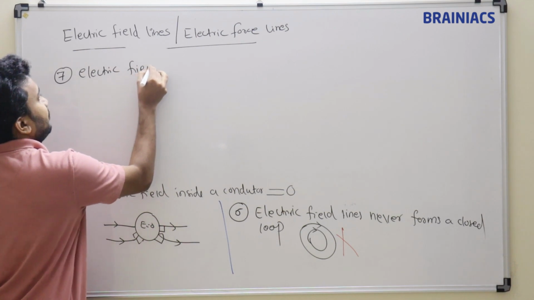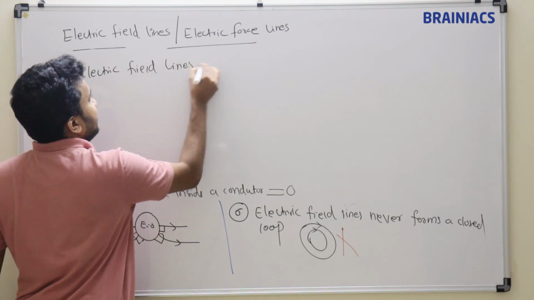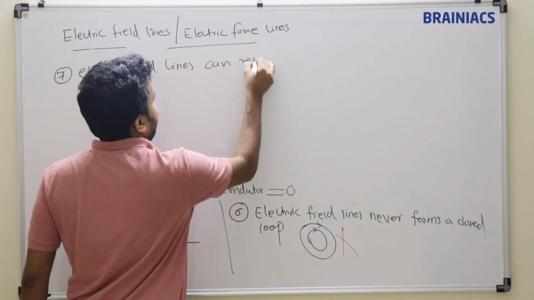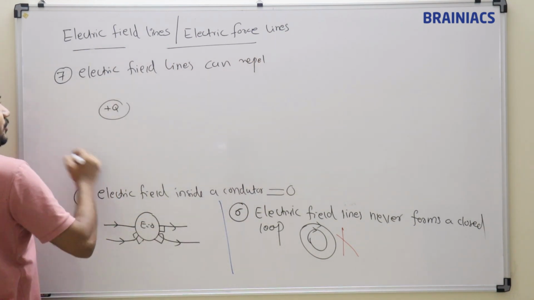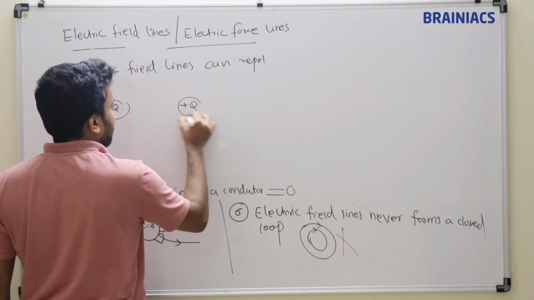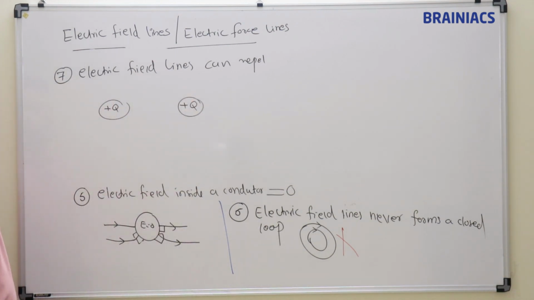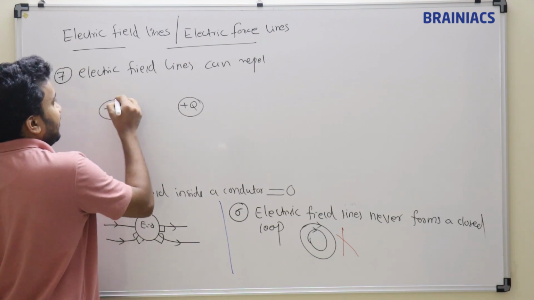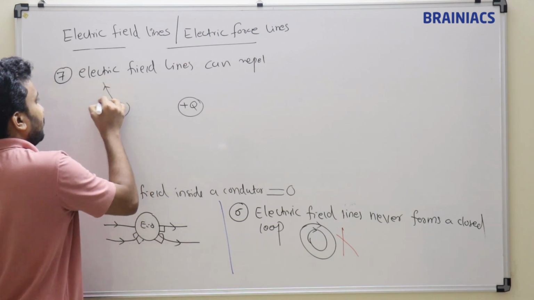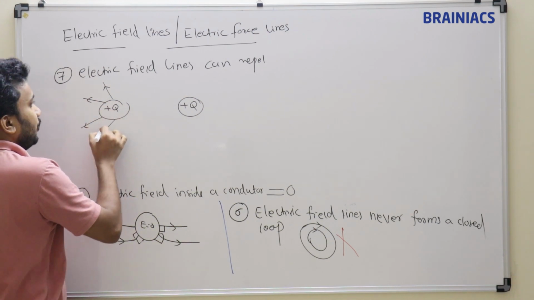Electric field lines can repel. For example, let me take an example. Always draw a diagram, you will remember it. Correct, whatever you study, you will remember the diagram. So this means for positive charges, electric field lines will be going out and going out and going out.